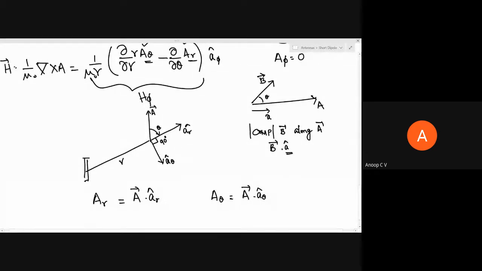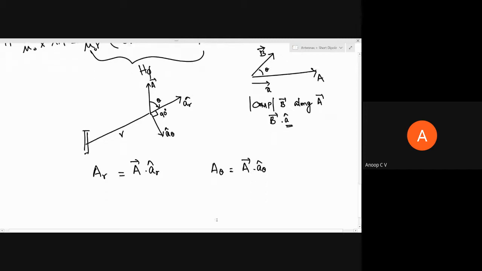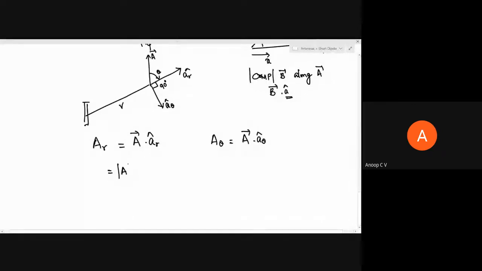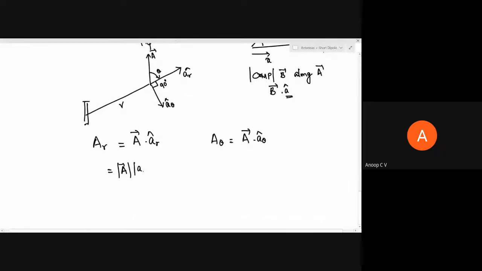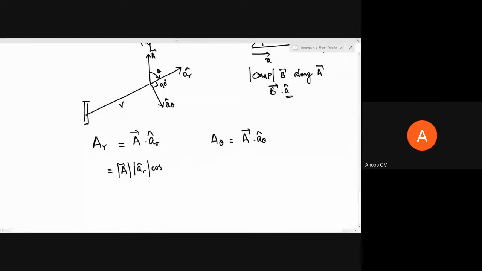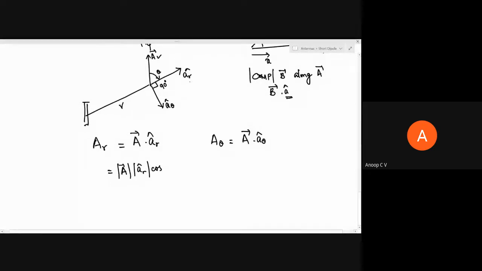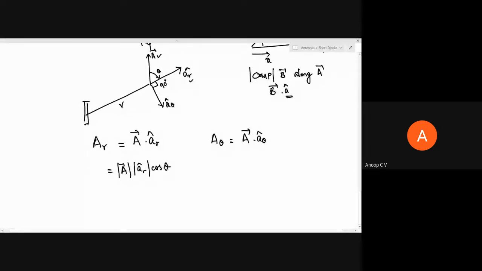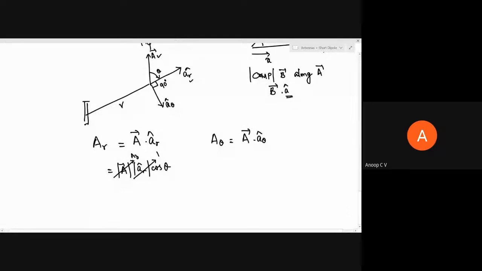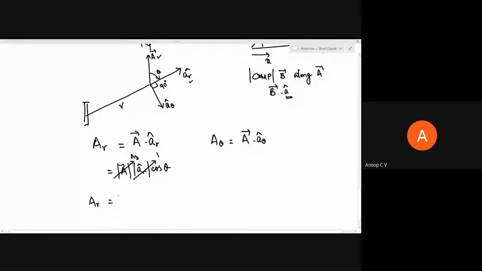Please pay very good attention. This I can write as magnitude of A times magnitude of ar cap times cosine of the angle between the vectors. What is the angle between vector A and ar cap? That is theta. And the mode of ar cap is equal to 1, and magnitude of A is nothing but Az. So I can write Ar is equal to Az cos theta.